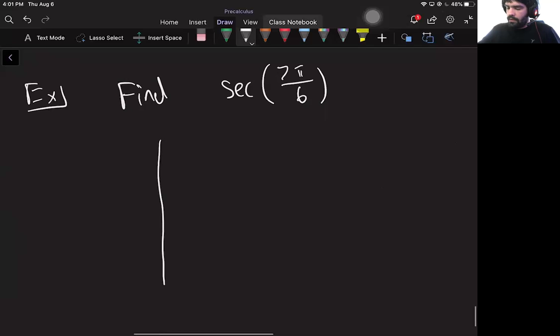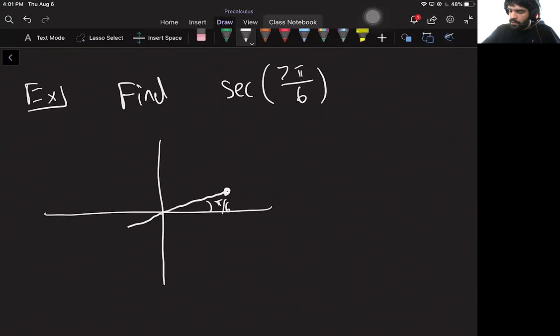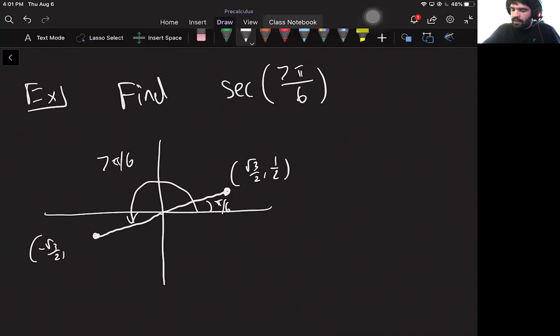Okay, so first I have to know where 7 pi over 6 is. Well, here's pi over 6, and I'm pretty good at this already, so I already know that 7 pi over 6 is this one. And I remember the point associated to pi over 6 is root 3 over 2 comma a half, so I automatically know that this point is the same except to the left and down.